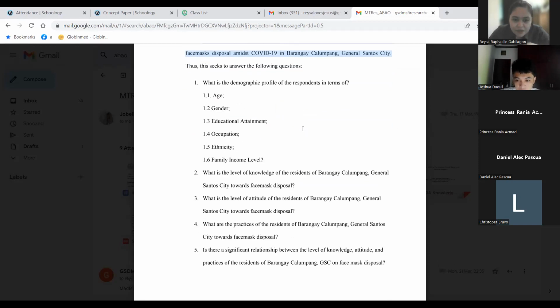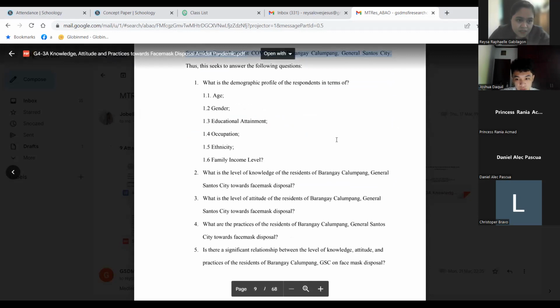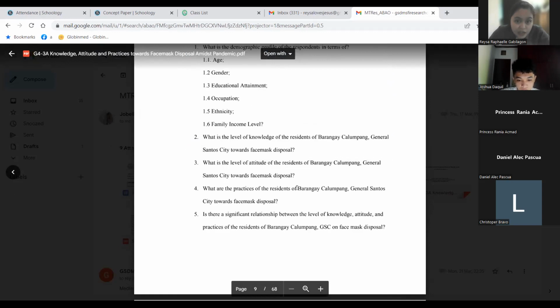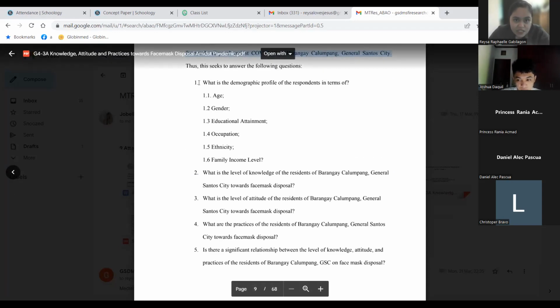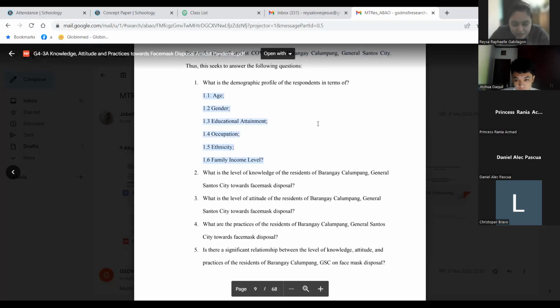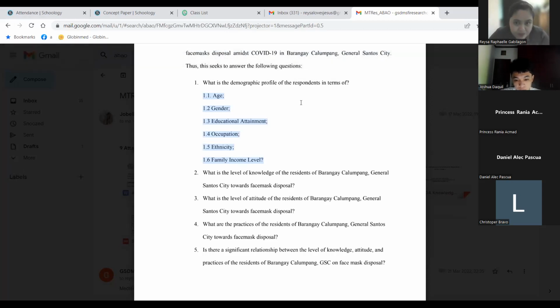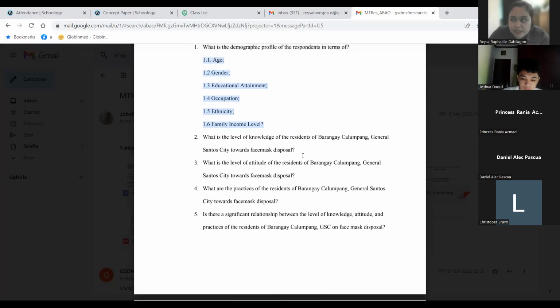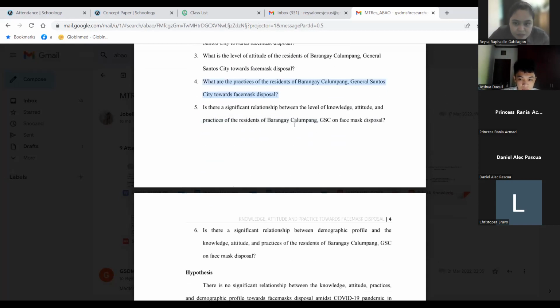Now let's look at your statement of the problem. Unlike the other study, this one has more questions. Actually, they have 6. So sinagot nila ito lahat sa paper nila. And as you can see, this starts with the demographic profile pa rin. Pero marami silang kinonsider na demographic profile. Okay? And then inisa-isa nila kasi knowledge, attitude, and practices ito. So sabi ko, pag questions dito sa statement of the problem, talagang isa-isahin mo yun. Kaya meron silang question sa level of knowledge, level of attitude, practices ng mga residents ng research locale nila towards face mask disposal.